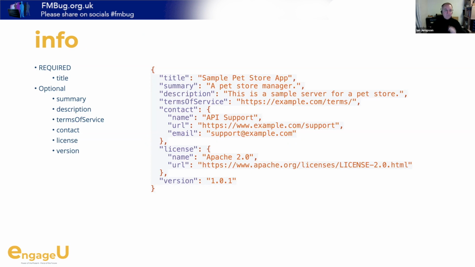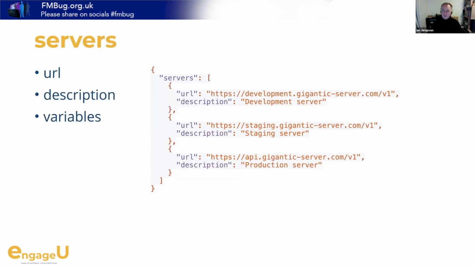We can potentially have a list of servers. So I think most of them don't seem to have these elements, but the US Patent Office does list the servers that are valid that you can speak to.